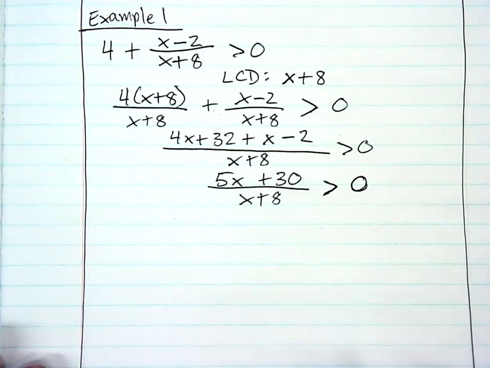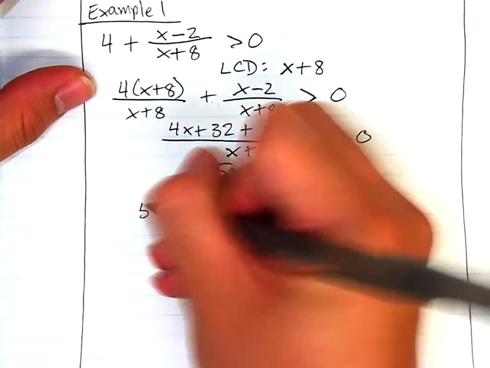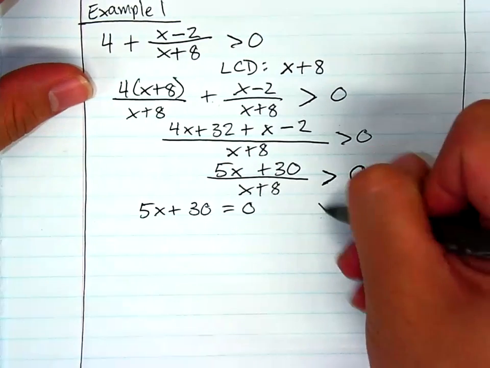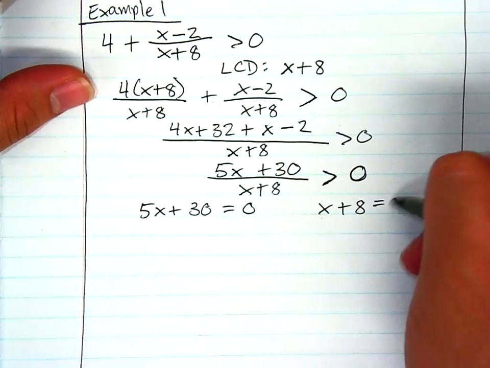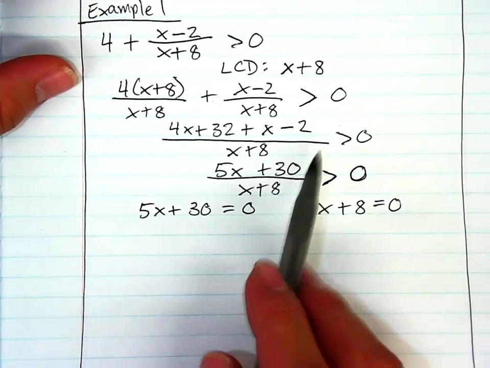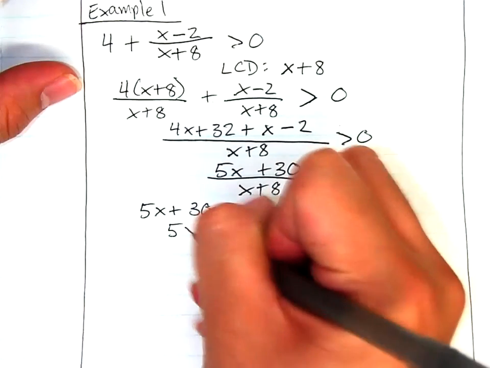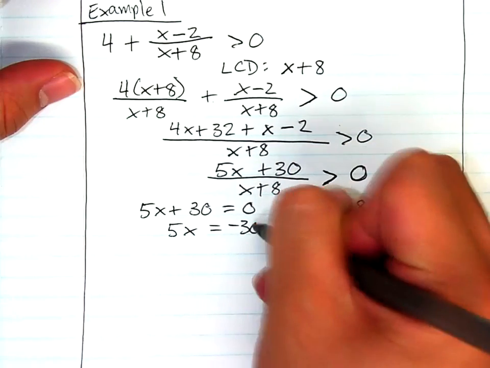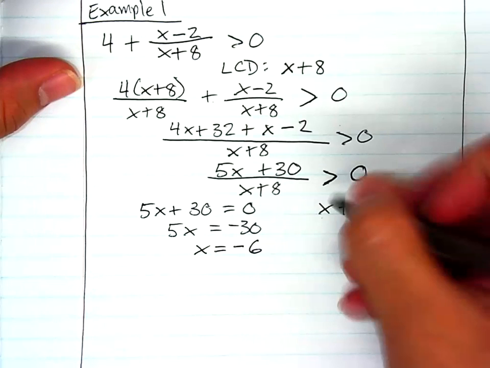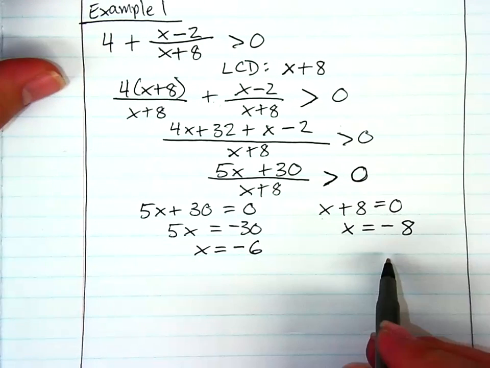Okay, so again, it's going to be an answer full of certain intervals. And what I need to do is find my critical points by setting each of these terms equal to 0. Okay, so it's going to be really nice if you can simplify your rational expression into two terms, one on top and one on the bottom. Then you solve. So 5x equals negative 30. x will be equal to negative 6. Here, x will be equal to negative 8. So my key points are negative 6 and negative 8.